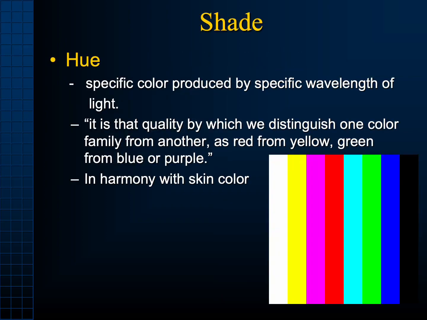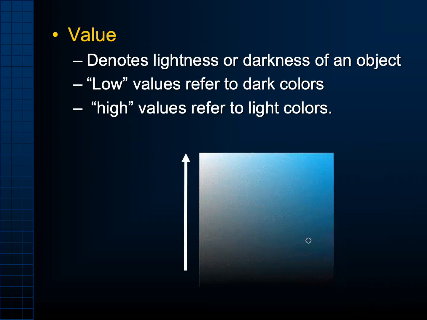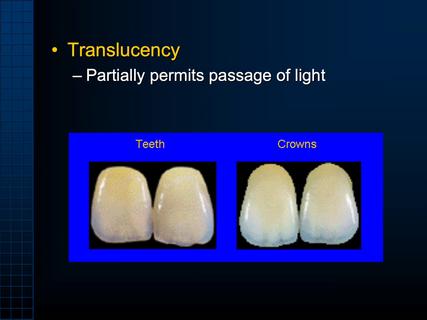Then we move on to the shade or color of the anterior teeth. We have three basic elements: hue, value and chroma. Hue is the basic or dominant color of an object, and chroma is the degree of saturation of a particular color. Value is nothing but the lightness or darkness of an object, and low value refers to dark colors and high value refers to light colors. And translucency. Translucency is the ability to permit the passage of light, and we know that the enamel is a translucent material.